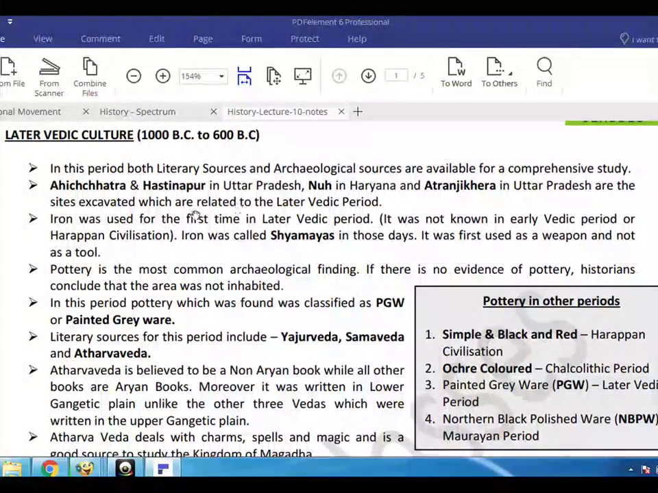Iron was used for the first time in the later Vedic period. It was not known in the early Vedic period or Harappan civilization. Iron was called Shyamayas in those days. It was first used as a weapon and not as a tool.